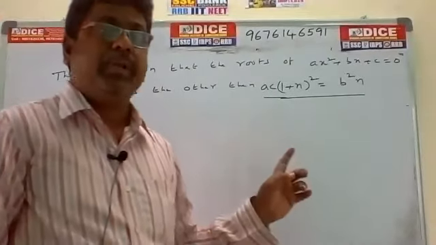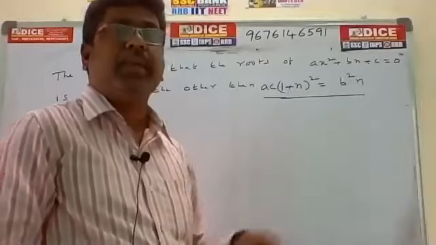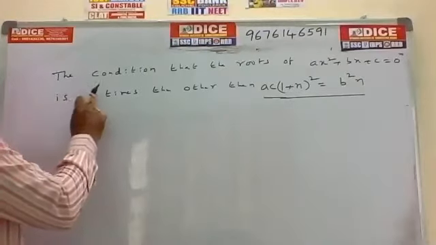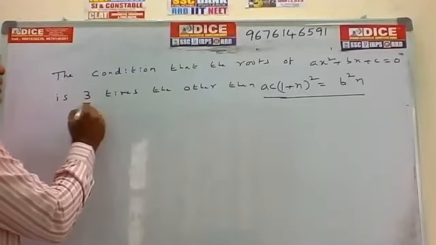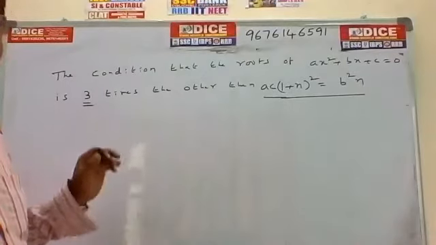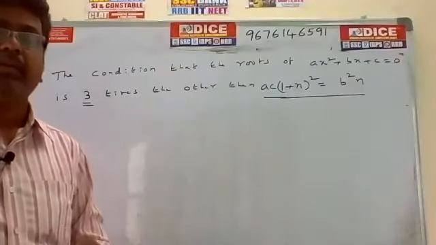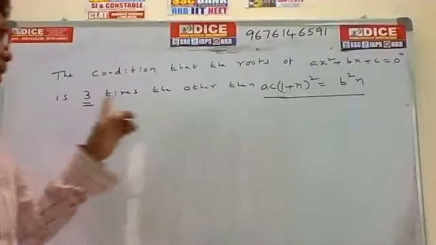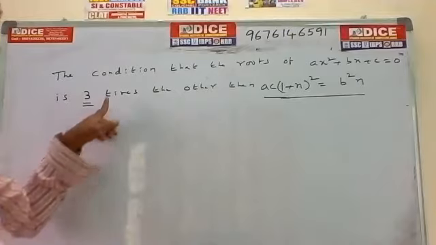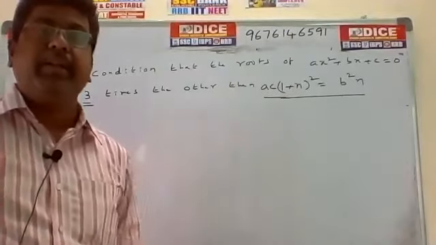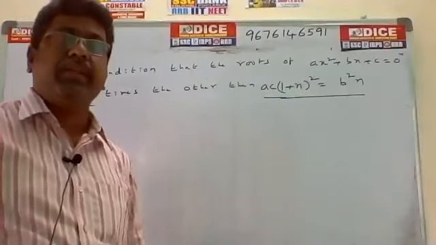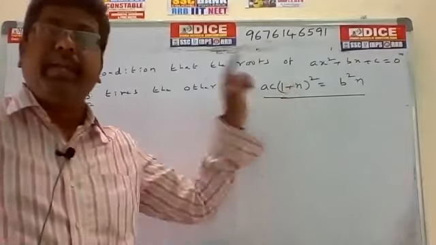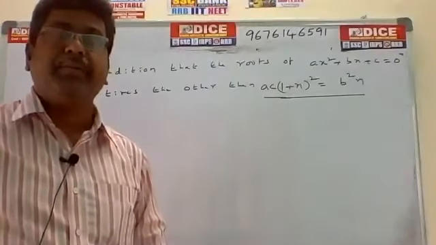Now write down one problem on this. In place of n, it is 3 times. The condition that the roots of the equation, if one is 3 times the other, then write down the condition. So in place of n, what will we take? In place of n, we will take 3. Now tell me what is the answer.